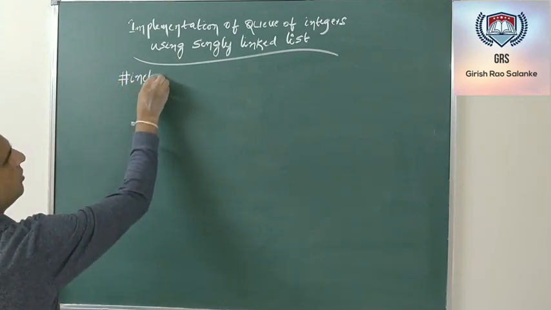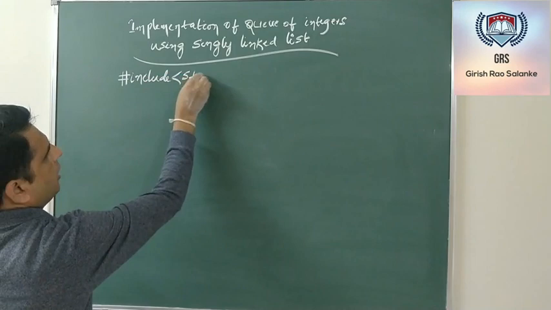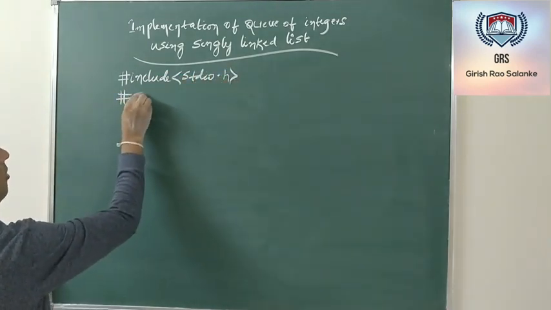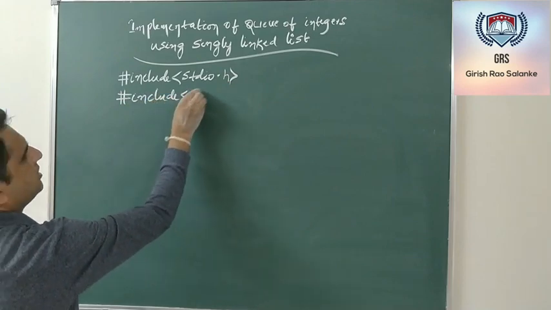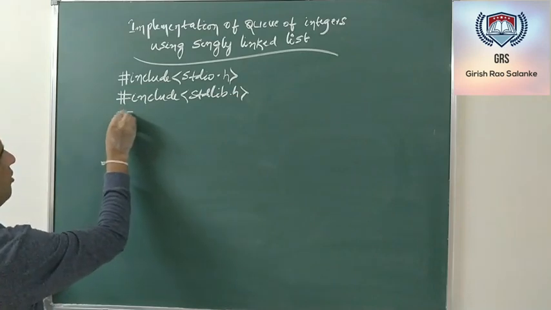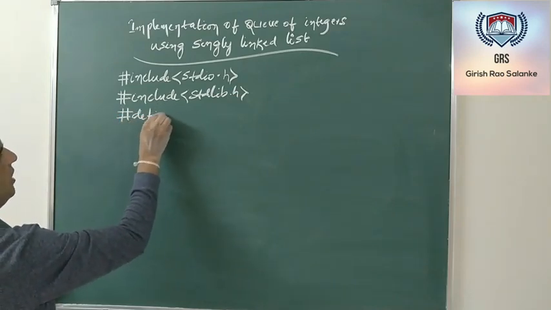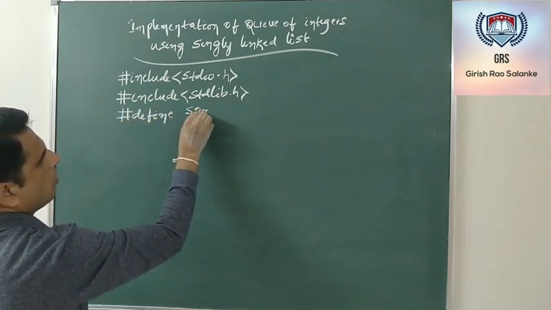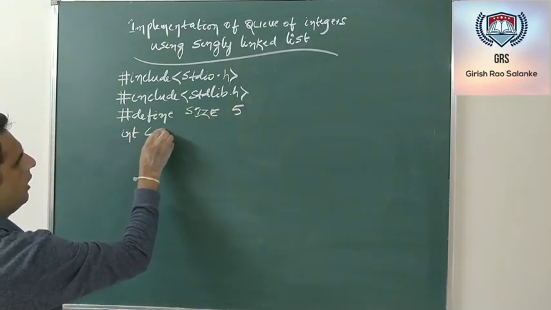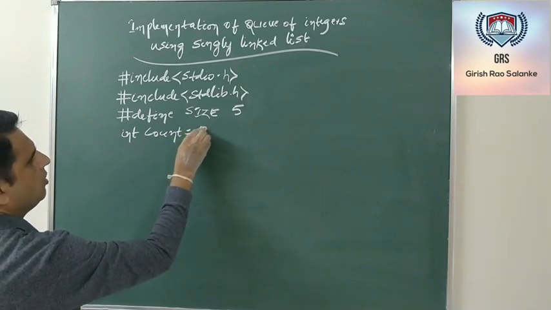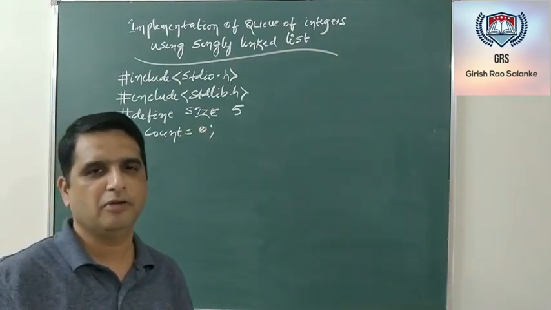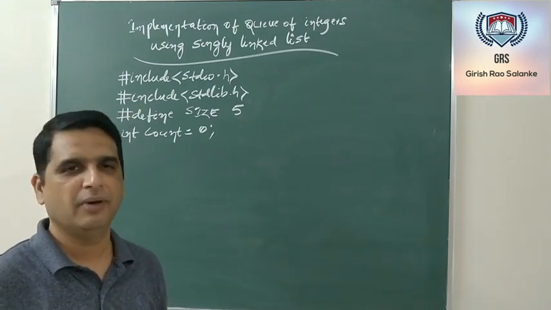The same things: include stdio.h and stdlib.h. Write a macro for the size of your queue as 5. Declare a global variable by name count, so that whenever you are performing an enqueue operation, you increment count, and whenever you are performing a dequeue operation, you decrement the value of count.